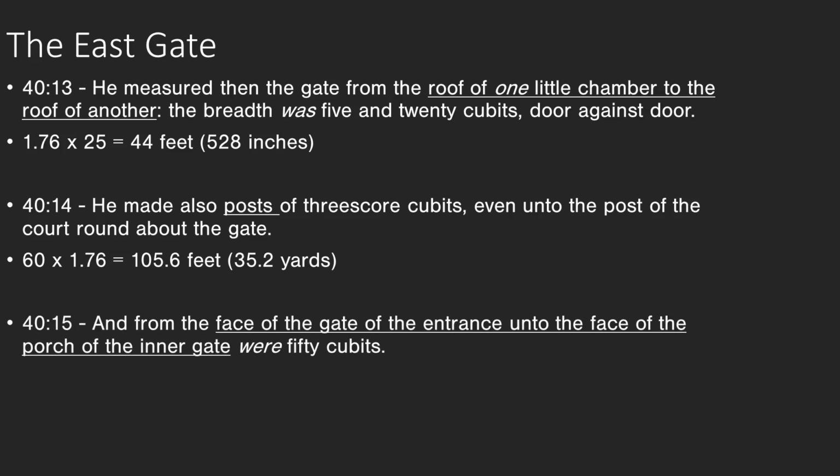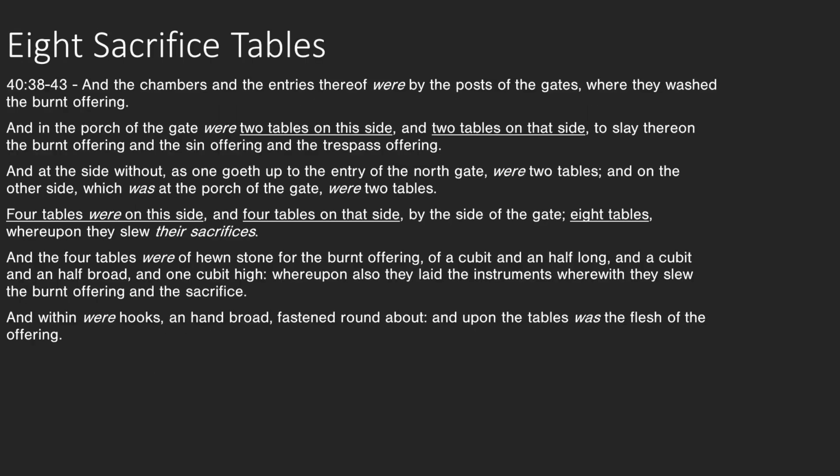And from the face of the gate of the entrance unto the face of the porch of the inner gate were 50 cubits. Gives us 88 feet, which is 1,056 inches. Now the 8 sacrifice tables, and the chambers and the entries thereof were by the post of the gates, where they washed the burnt offering. And in the porch of the gate were 2 tables on this side, and 2 tables on that side, to slay thereon the burnt offering, and the sin offering, and the trespass offering.